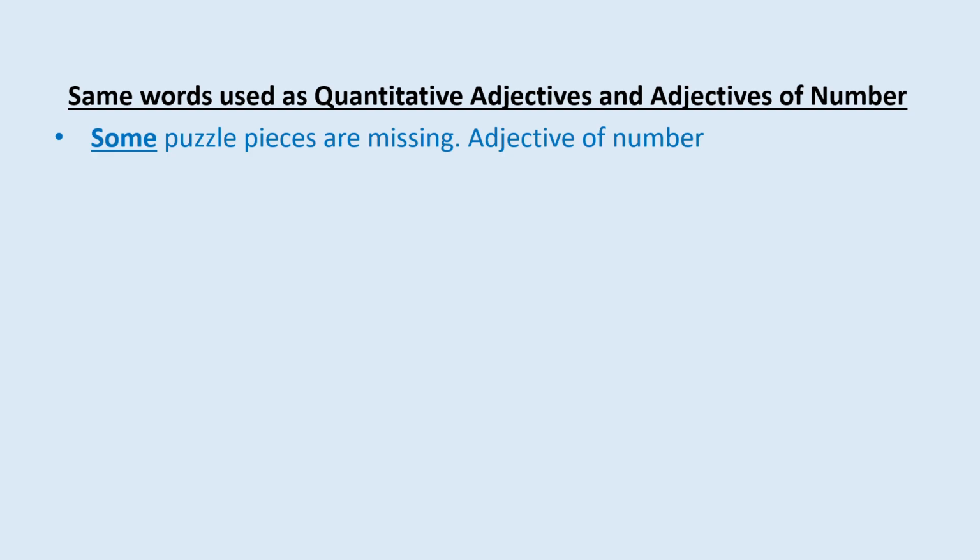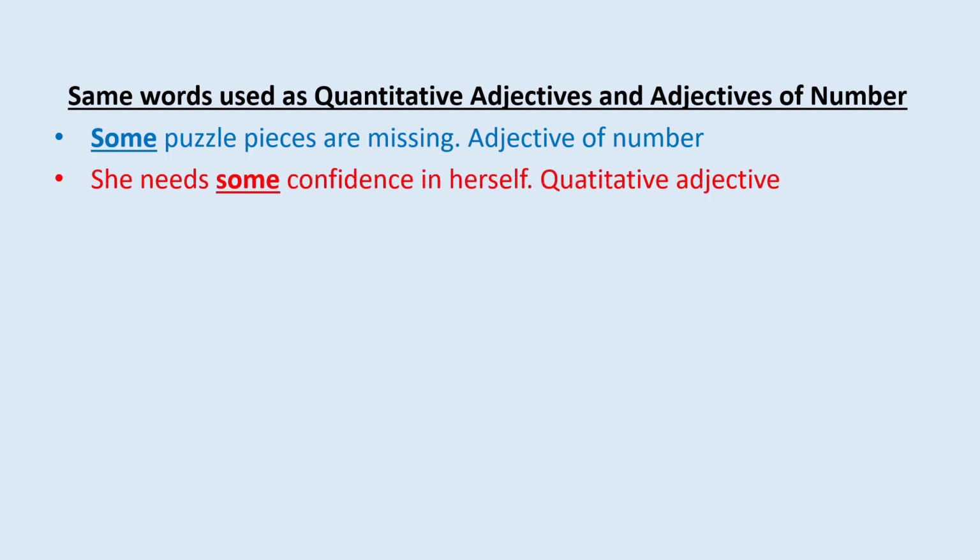For example, some puzzle pieces are missing. It is an adjective of number. How? It is answering how many. How many puzzle pieces are missing? Some. So it is an adjective of number. Second, she needs some confidence in herself. It is quantitative because it is answering how much confidence. She needs some confidence. Moreover, puzzle is a countable noun while confidence is an uncountable noun. You see, in both these sentences the same word some is used, but in one sentence it is adjective of number, and in the other sentence it is adjective of quantity.